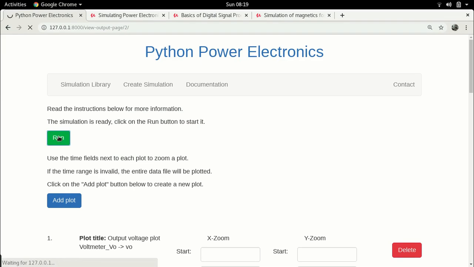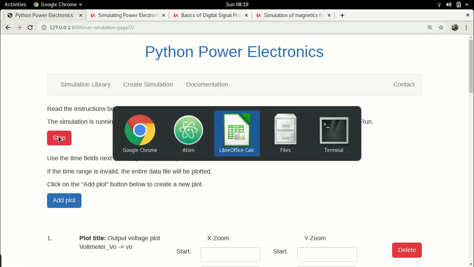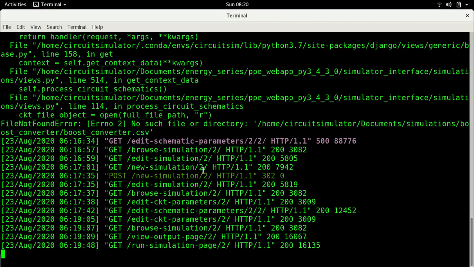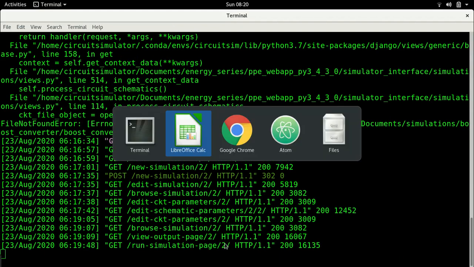So basically we are running the boost converter at a duty ratio of 0.9, which means this switch is turned on for 90% of every switching cycle, right? And therefore we expect the output to be 10 times the input, mathematically. So let's go to the command line and check if there's an error. No, there is no error. The error before was with respect to the file not found, but not anymore.